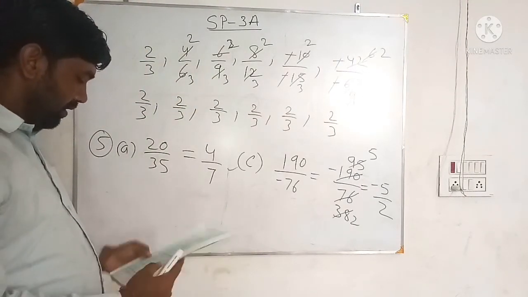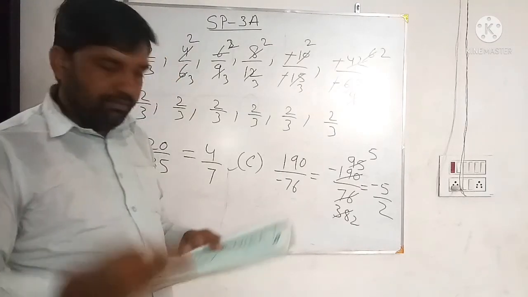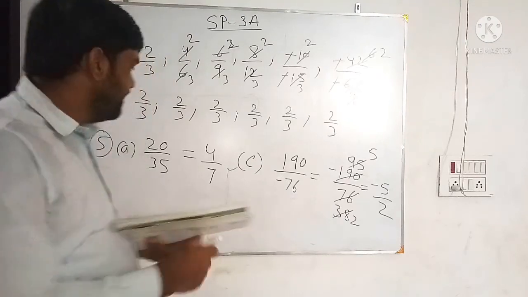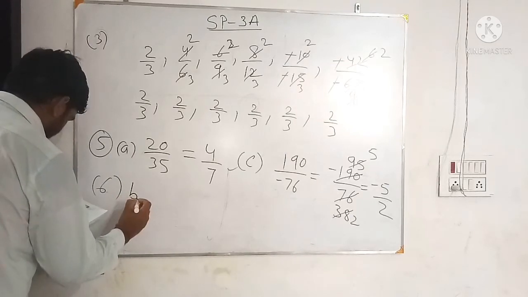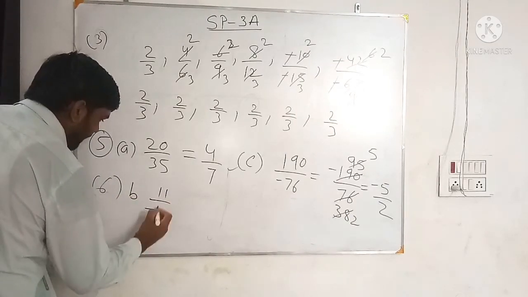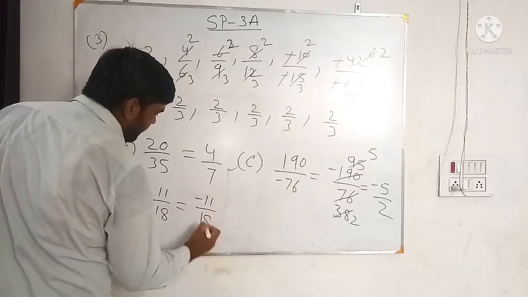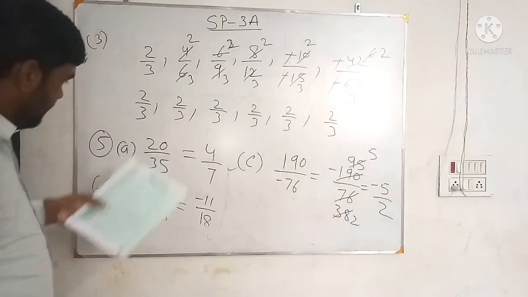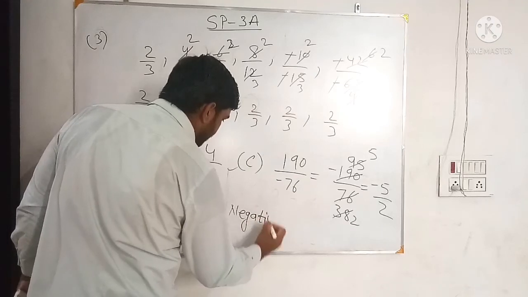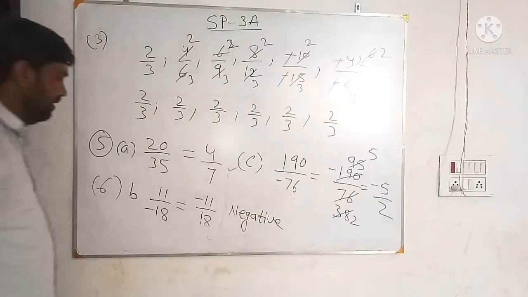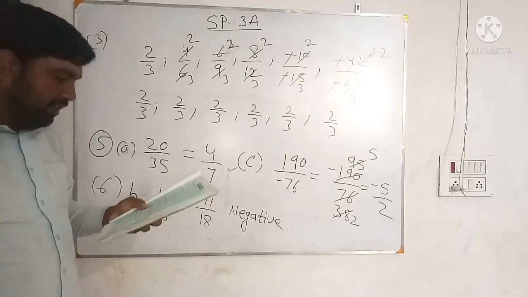Okay. Now in question number 6 we have to identify the positive and negative rational numbers. 5 by 13 is a positive rational number. 6B: 11 upon minus 18, when you convert it into the standard form, becomes minus 11 by 18. It is a negative rational number. Minus 11 by 18 is negative.